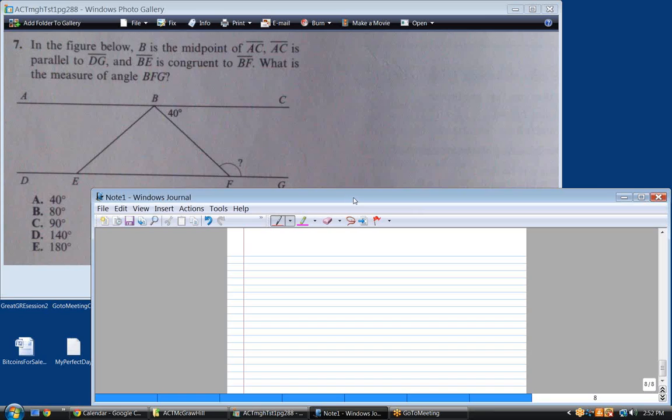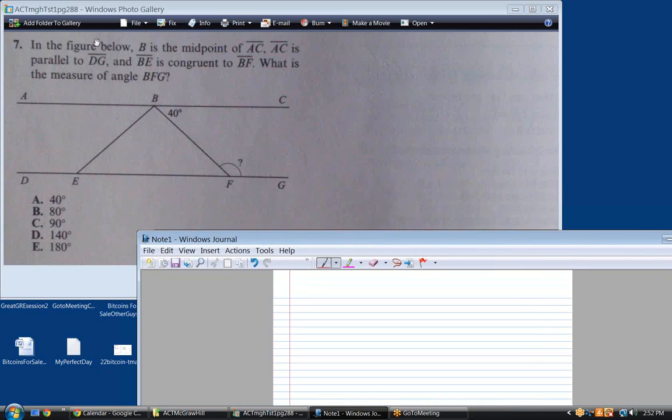Okay? So let's see what they mean here. B is the midpoint of AC. AC is parallel to DG, so we have our two parallel lines, and we have actually a couple of transversals here. So based on the drawing I just drew, can you see my pointer here, my hand? Yeah. What's that angle? 40. If that angle's 40, what's that angle? I don't know.